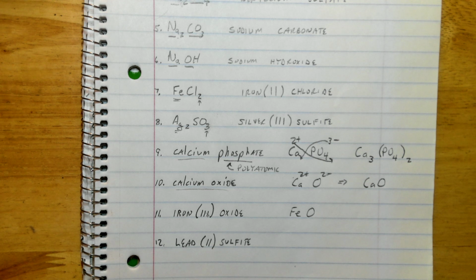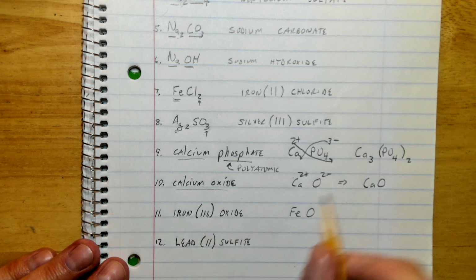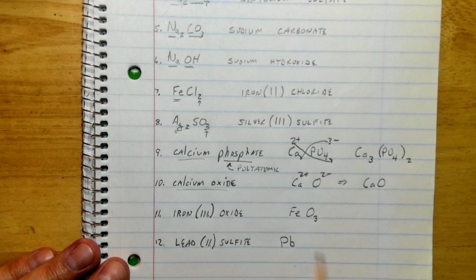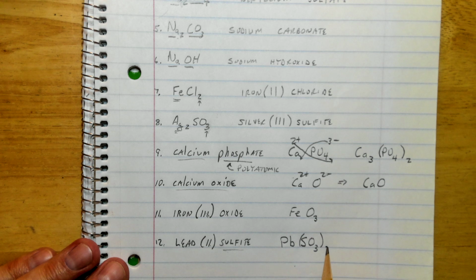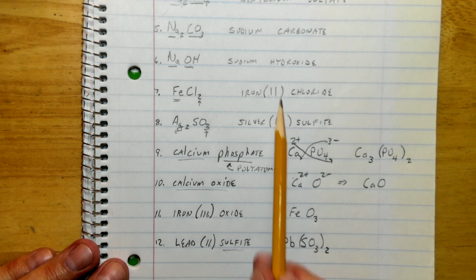There we are. Okay. So that 3 now becomes a subscript for the oxygen, and it goes right there. Lead 2 sulfite. Lead sulfite is SO2. So SO3, excuse me. And so that's going to be a 2, the subscript, and it goes right there. Okay? You just do the reverse of what we did before with naming these compounds here.